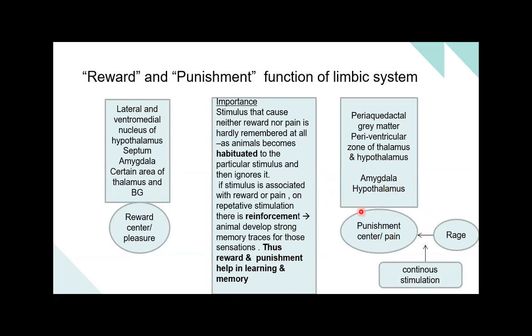So what is the importance of this reward or punishment center? A stimulus that causes neither reward nor pain is hardly remembered at all, as the animal becomes habituated to the particular stimulus and then ignores it. If the stimulus is associated with any reward or pain, on repetitive stimulation there is reinforcement, and the animal develops strong memory traces for those sensations. Thus, reward and punishment centers help in learning and memory.